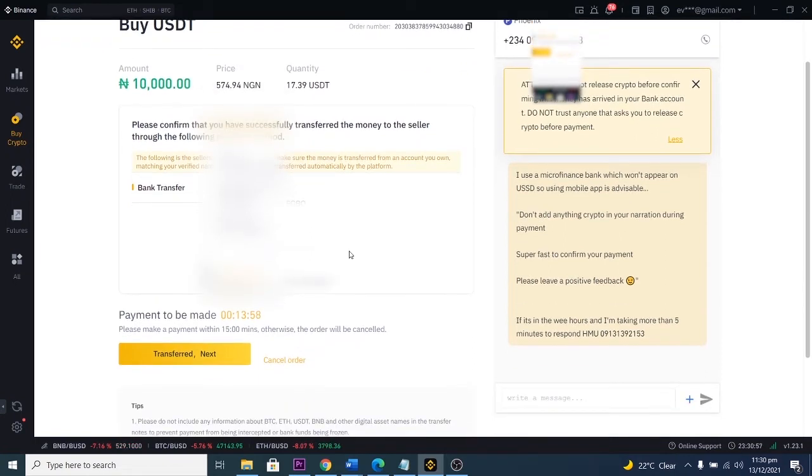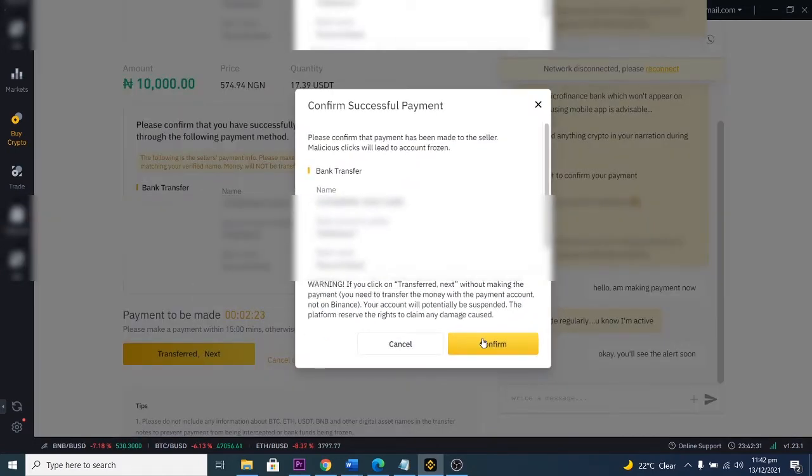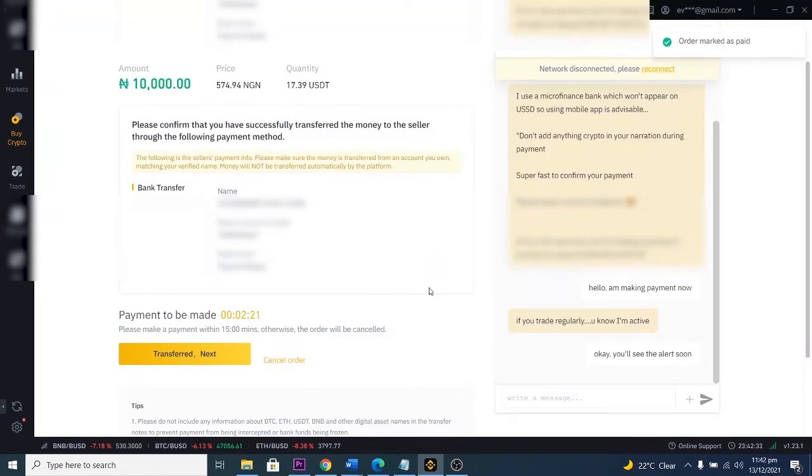So now let me quickly go and make this transfer, and then let me pause shortly, and then we will see what will happen. Now I have made my transfer, and then I can click transferred, confirm, and then it has marked it as paid. So I will have to wait for him to confirm my order. I can message him, I've sent it.